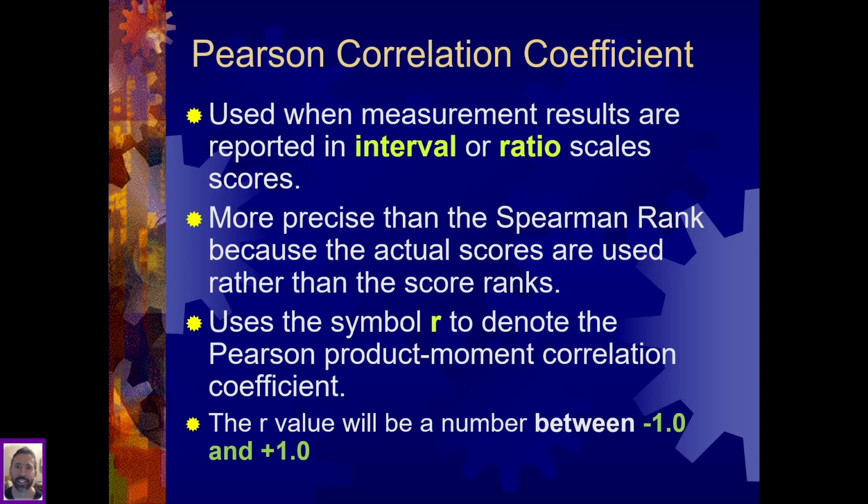All right. So this, I believe, is chapter 2, and we already talked about the Spearman rank correlation coefficient. So now we're going to talk about the Pearson. With the Pearson, we're going to be using actual data. We're not going to be looking at ranked data or score ranks. We're actually going to be looking at raw data. So this is data that's reported in the interval or ratio scales rather than the ordinal scale.